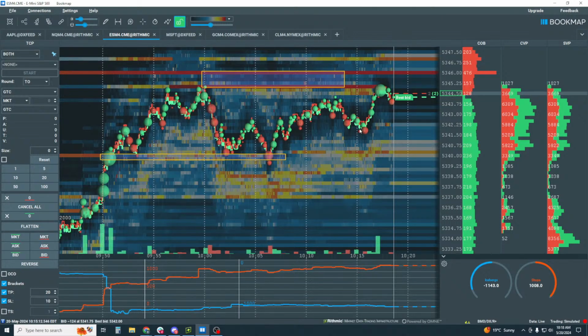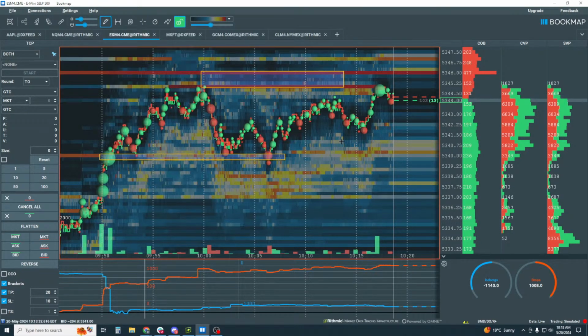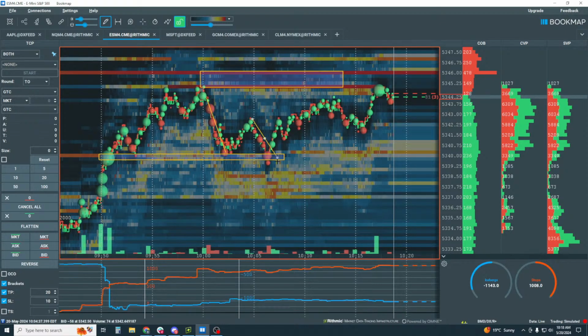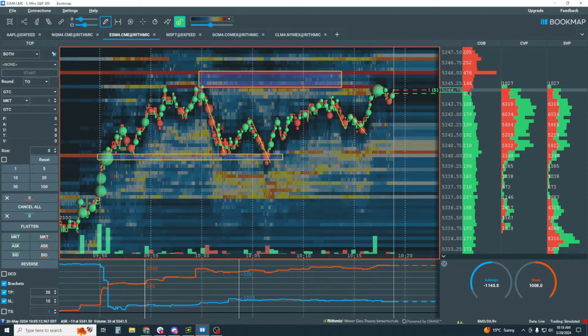Now we can start to also identify what these pullbacks might look like. Okay, here's a range here. Here's another range here. Here's another one, and a smaller one in here. So we get a feel for how far the pullback might unfold.